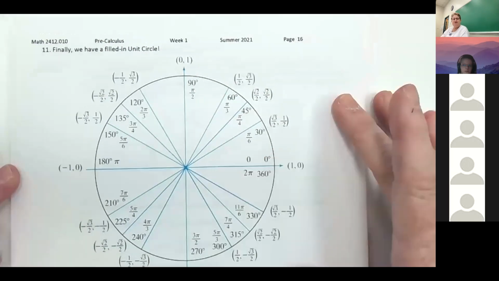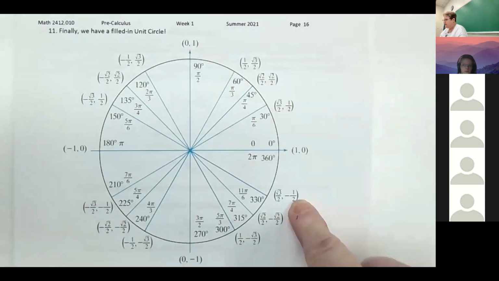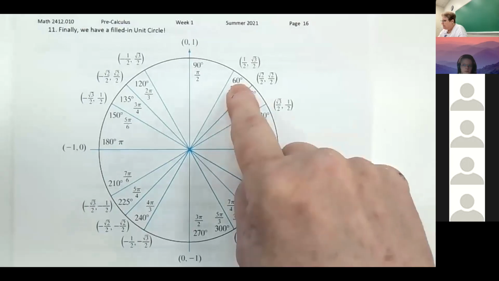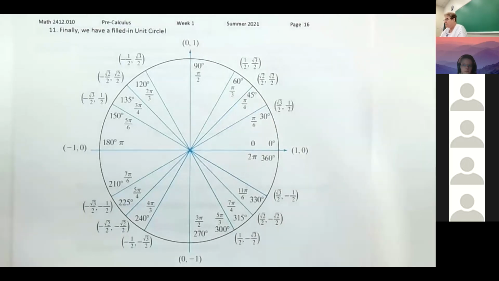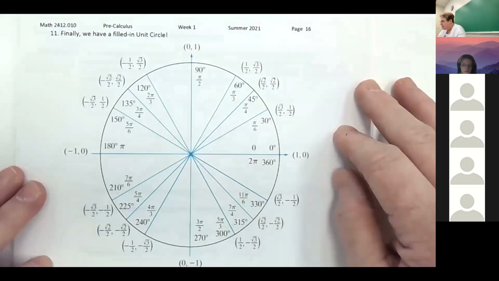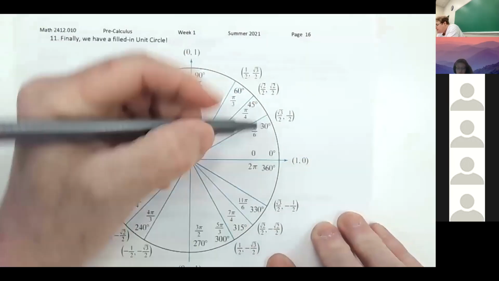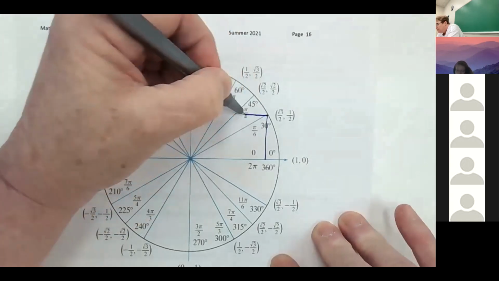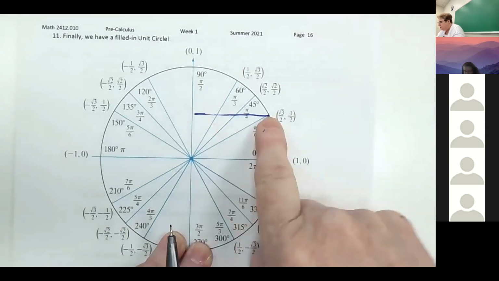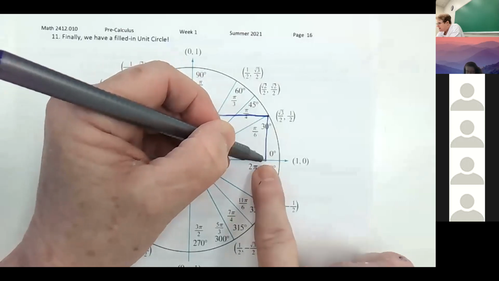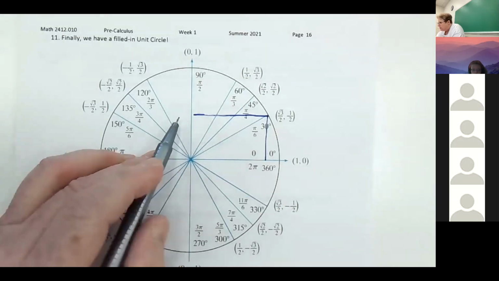Okay, so the unit circle has points that are special along the circumference and angles that are special inside. This is something I want you to know, but not memorize. What I want you to do is learn the first quadrant. Let's look at 30 degrees or pi over 6. All I have to do is drop a vertical down to the x-axis and a horizontal over to the y-axis. Does one of them look close to 1/2?